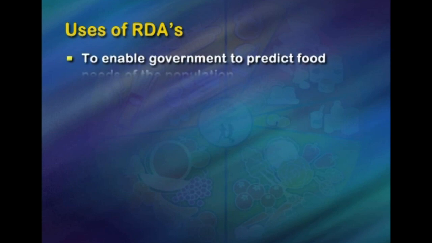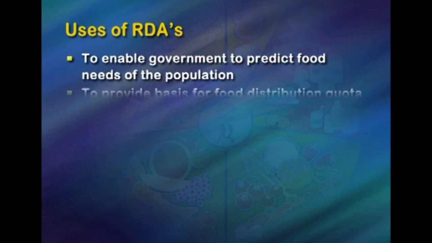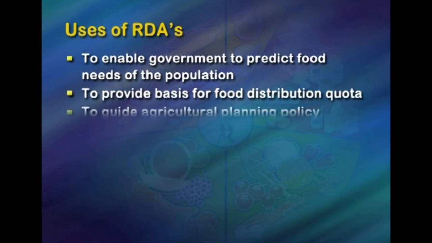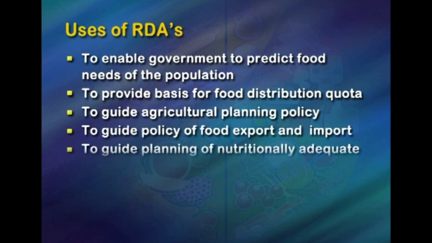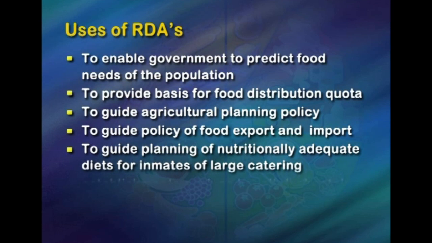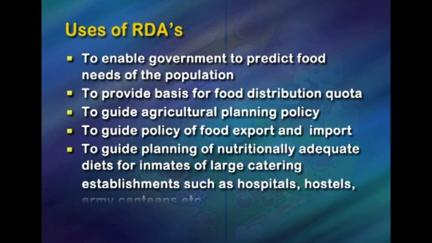Now, why do we need RDA? What are the uses or role of RDA in our daily life? One of the important uses is that it enables the government to predict the food needs of the population. It also provides a basis for food distribution quota. It also guides agricultural planning policy and food export and import. It also plays an important role as a guide in planning nutritionally adequate diets for inmates of large catering establishments such as hospitals, hostels, army canteens, etc.